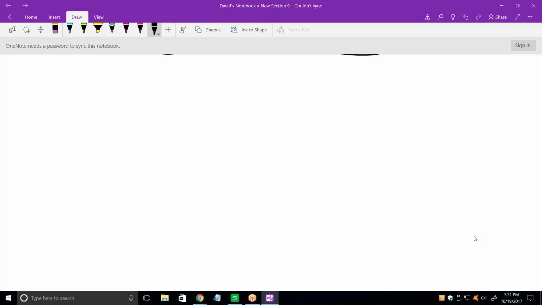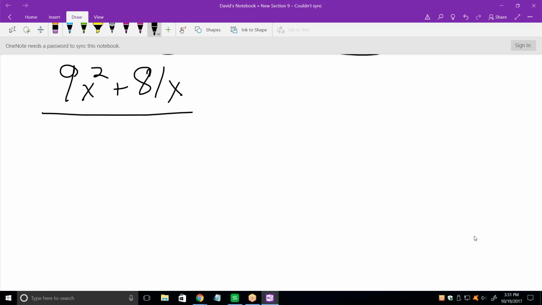All right. 9x squared plus 81x over x cubed plus 8x squared minus 9x. Okay, let's start at the top. It's clearly a factoring problem.